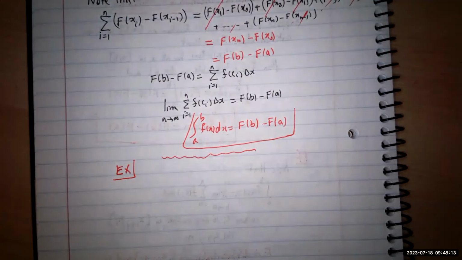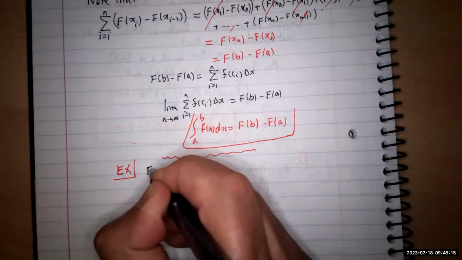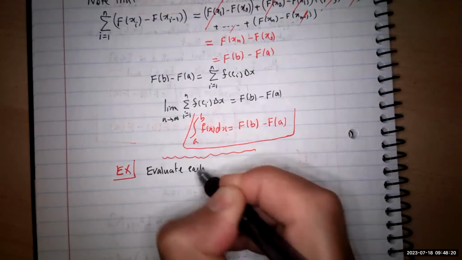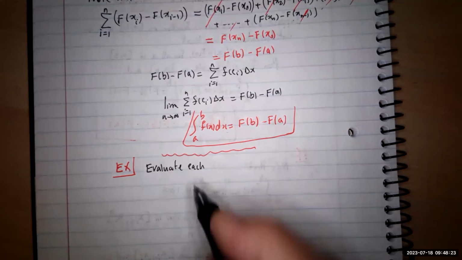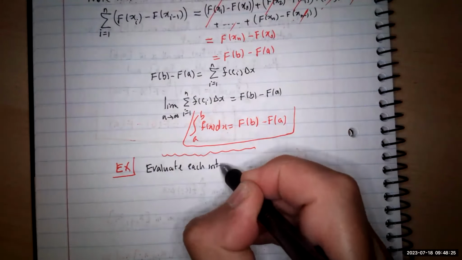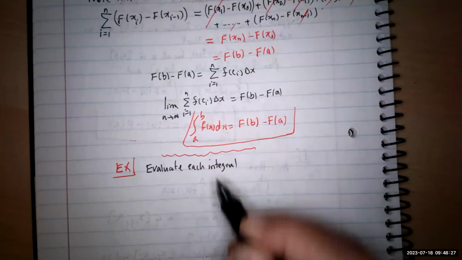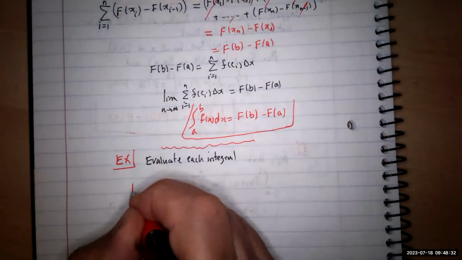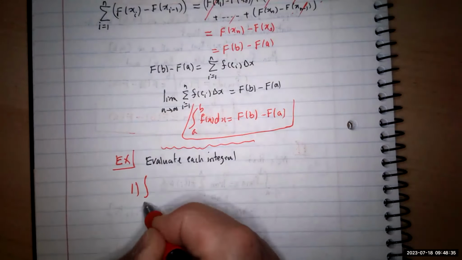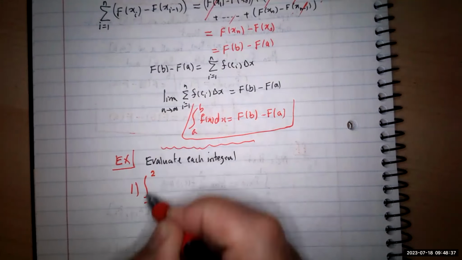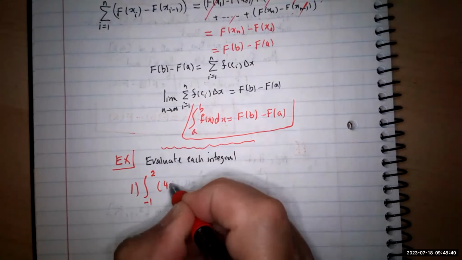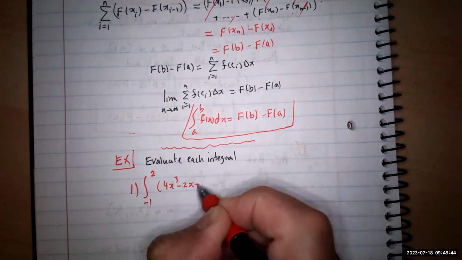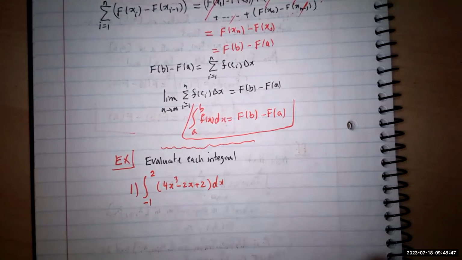That's it, your job. Evaluate each integral. We did all the hard part of this chapter. There are a couple of definitions only. This is, of course, a definite integral. You see, this is it: the integral from -1 to 2 of 4x cubed minus 2x plus 2 dx. That's it.